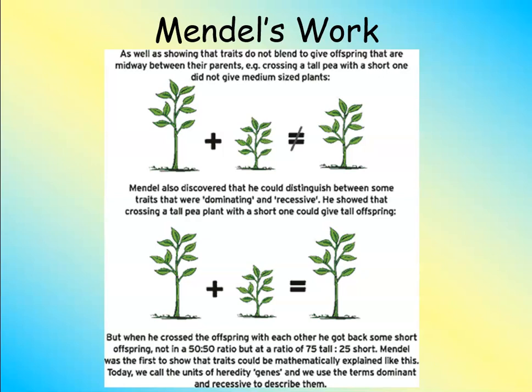As well as showing the traits, they do not blend to give offspring that were midway between the parents. So, for example, crossing a tall plant with a short plant did not give him a medium plant, right? When he would cross them, he would get a tall plant.